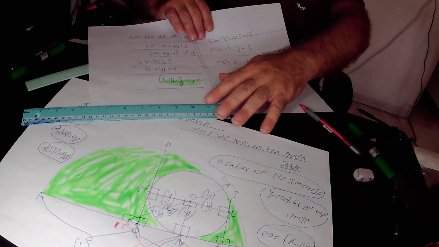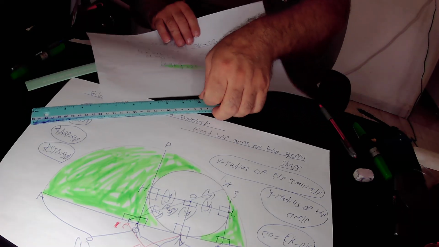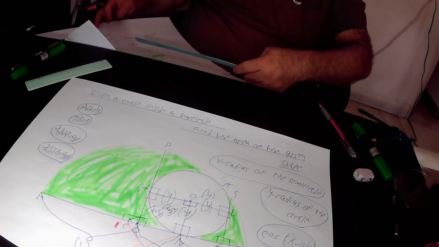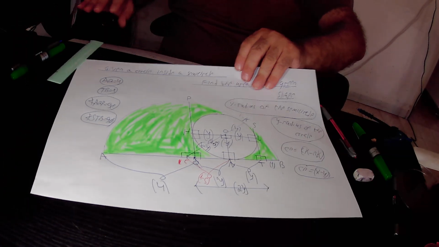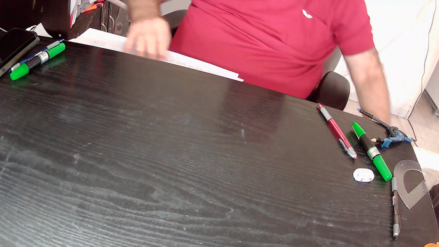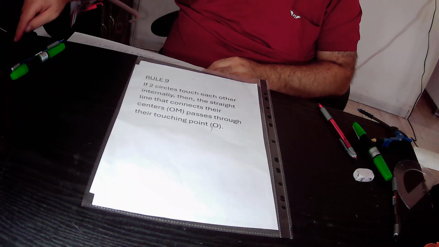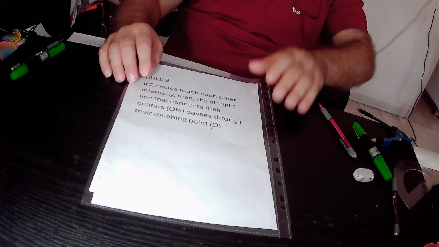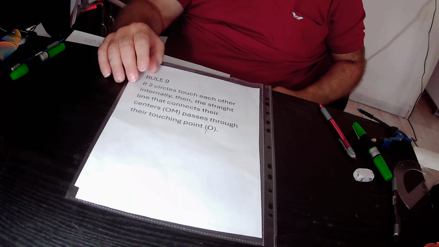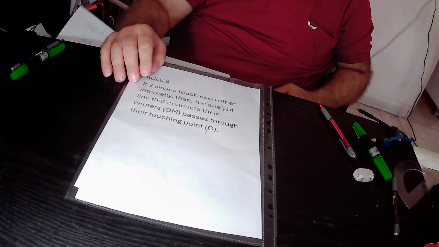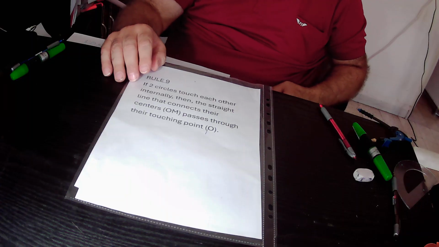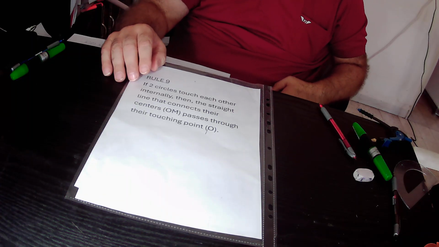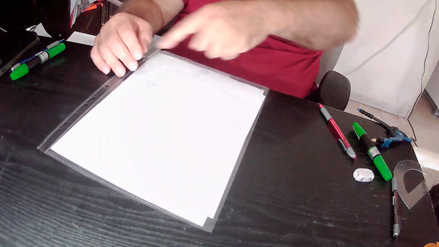In the next step, I presented to you Rule 9 and implemented Rule 9 in our drawing. According to Rule 9, if two circles touch each other internally, then the straight line that connects their centers passes through their touching point. In the drawing, you have two circles.